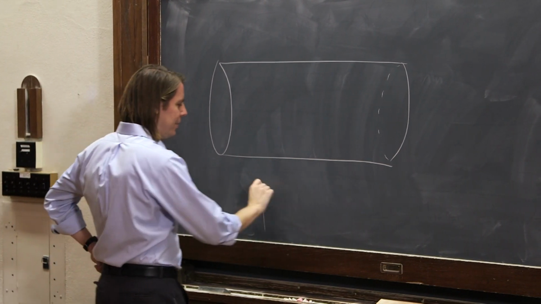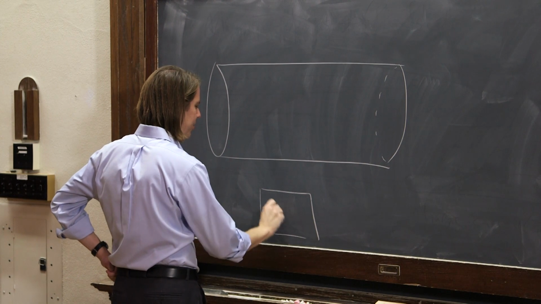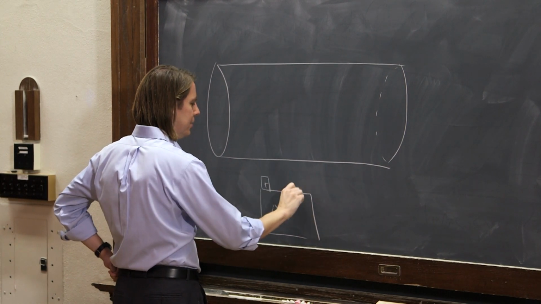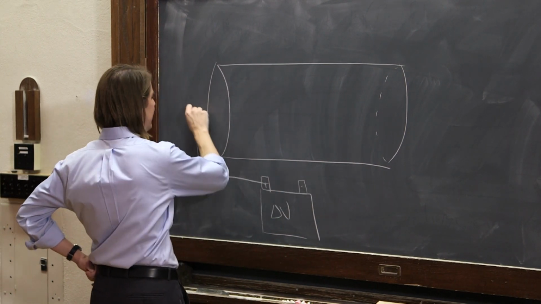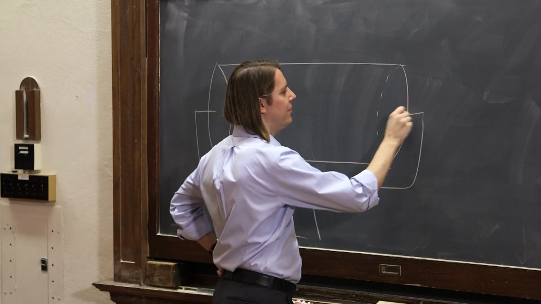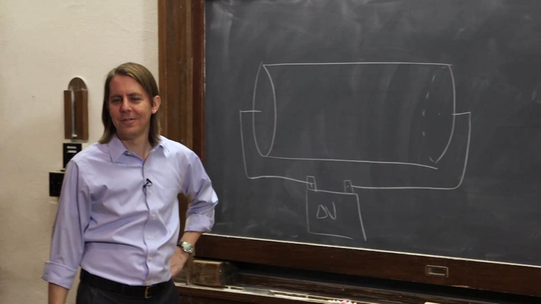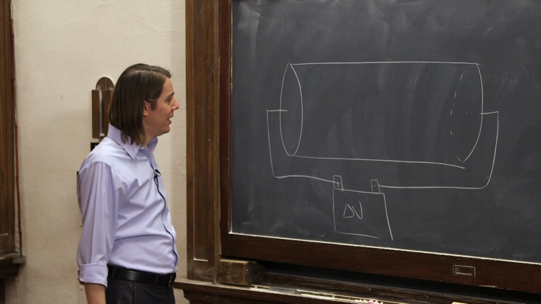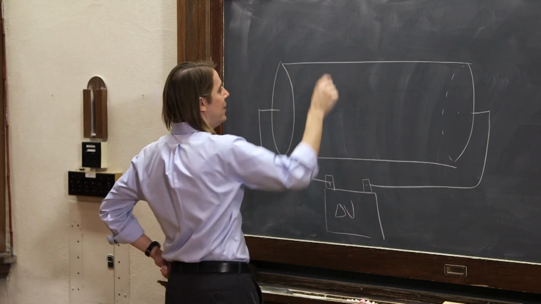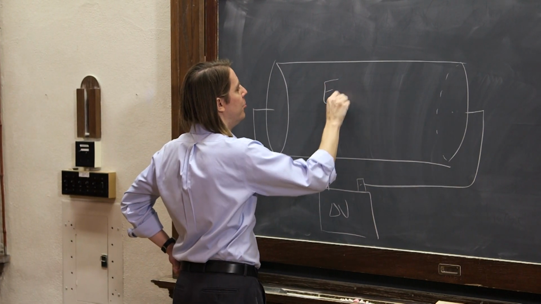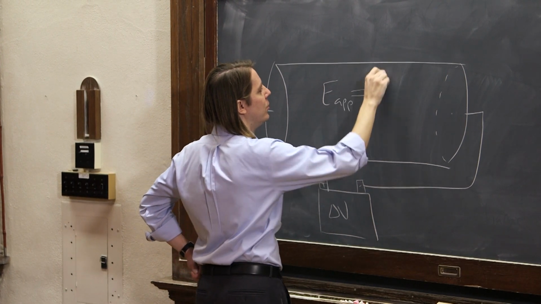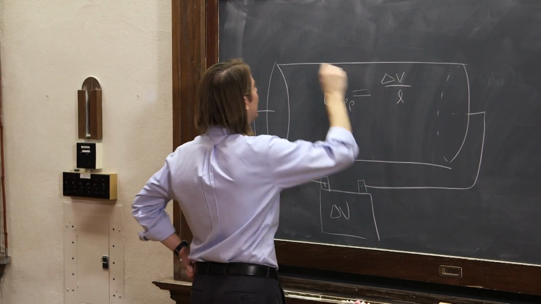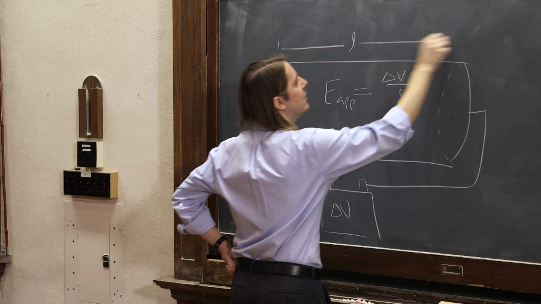We put a battery on it. No problem so far. Everything's fine. So we put a delta V on it, and we get an E field applied equals delta V over L. I have no problem with that. This has a length L.